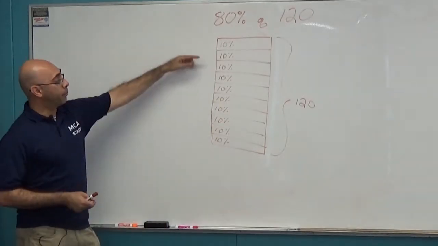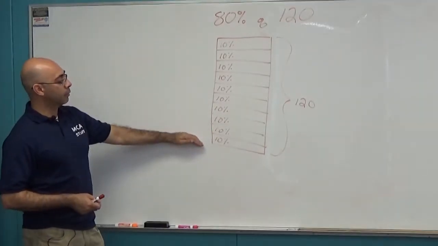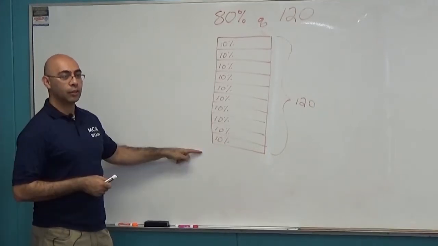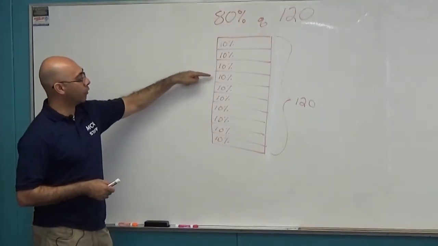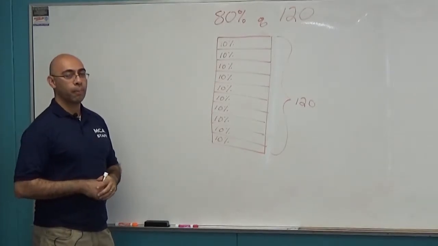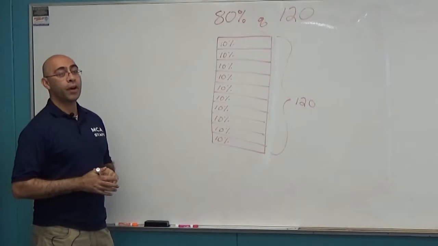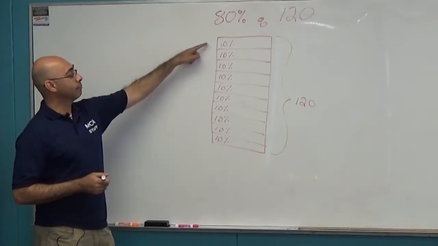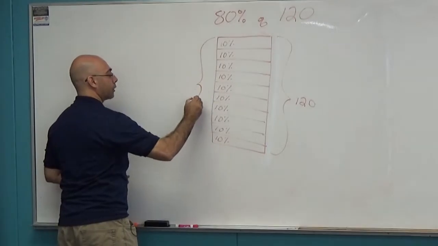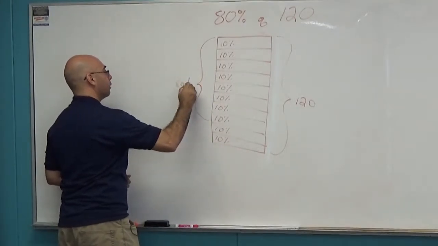And I just cut it up into 10%. And what should all these 10% add up to? Good, let's check. 10, 20, 30, 40, 50, 60, 70, 80, 90, 100. So if we're trying to find 80%, how many of these do we need? 8. These guys right here, all these guys represent 80%.